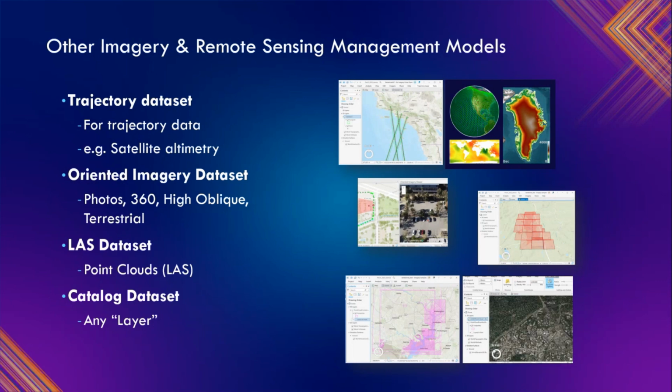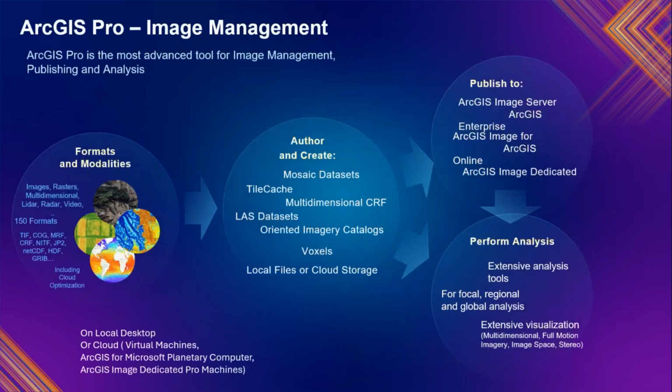And then we also have a catalog data set. It's another way of managing all different types of layers within ArcGIS. Imagery is a layer within ArcGIS, although you have many different types of layers within ArcGIS. But a catalog layer is a way of managing many of these different layers together to create a single layer. It's a bit like a group of layers, but the system automatically loads the correct layer as you pan and zoom around. So these are different data models that can be used to manage imagery.